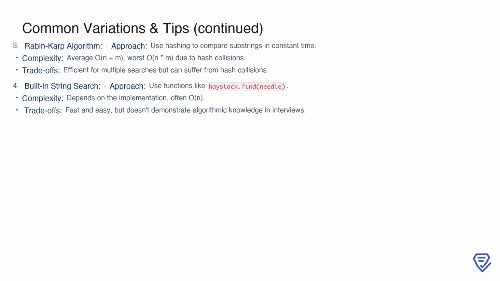On the other hand, built-in string search functions like haystack.find(needle) offer simplicity and speed, often running in O(n), depending on the implementation. While effective, relying on these functions in interviews may not showcase your algorithmic understanding, which is why it's important to be prepared to explain or implement alternative solutions. Each of these approaches has unique trade-offs, so selecting the right one often depends on the problem requirements and constraints.